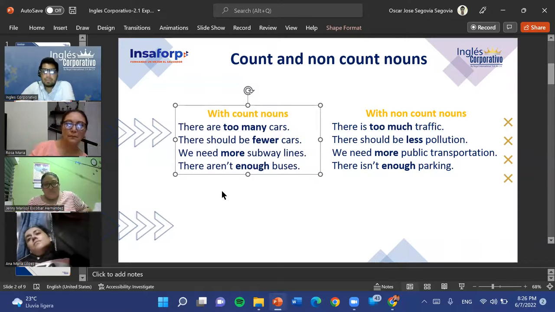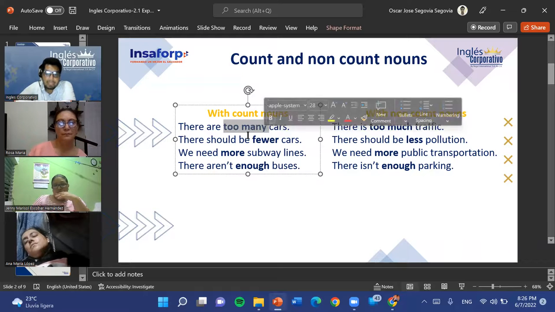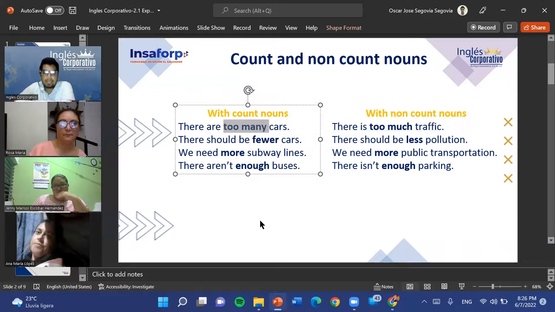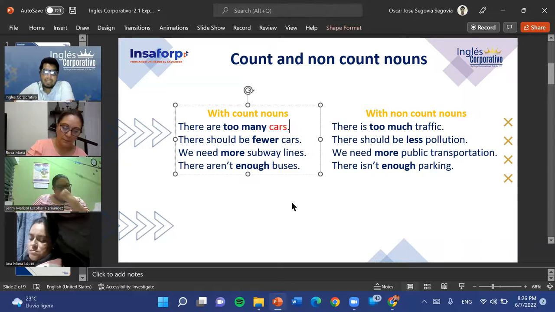O sea, cuando yo digo there is or there are, estoy hablando de que existe, ¿verdad? No, estoy de cierta forma señalando, ¿sí?, la disposición o el hecho de que estas cosas están en algún punto cerca de mí. Entonces, there are too many cars. Y ahí tenemos otra de las diferencias. Too many, ¿sí? Many es la palabra principal que utilizamos para poder referirnos a que existe una gran cantidad de algo. Y pues cars vendría siendo ya al final el noun. Sí, este va a ser el noun, que es, o sea, básicamente, ¿verdad?, el nombre final.